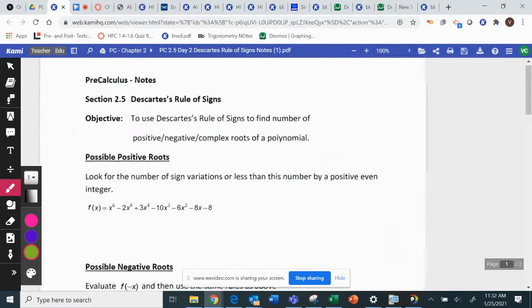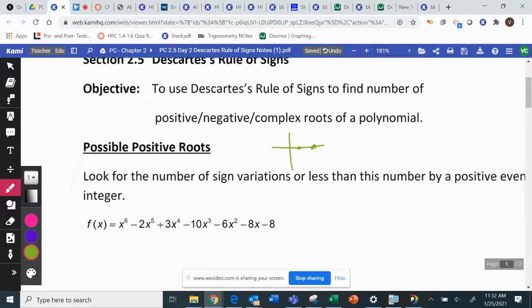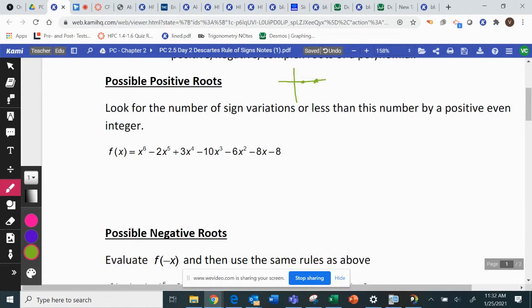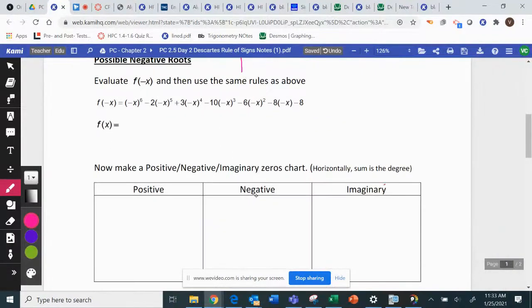So with Descartes' rule of signs, we are going to determine how many positive, as in the right side of the x-axis, how many positive possible roots there are. Possible, because it's not going to tell us exactly how many. Then how many negative possible roots there could be. And then the third thing we will determine is how many imaginary roots there could be, because there could be ones that we can't see, imaginary roots.